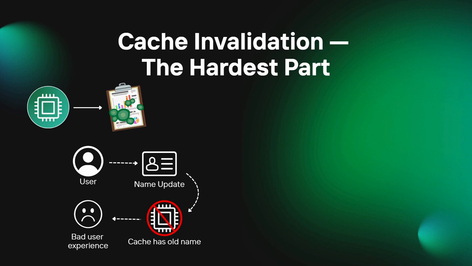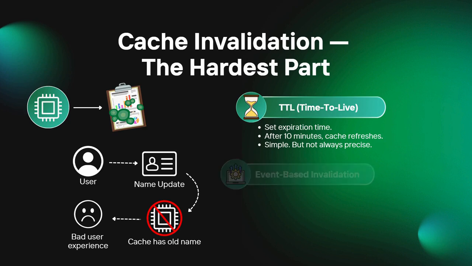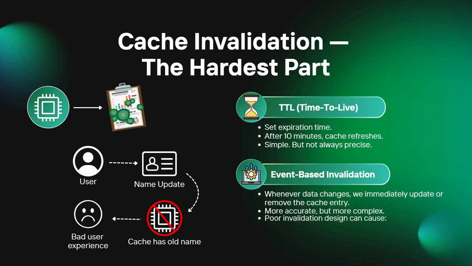There are common invalidation strategies. First, TTL, time to live. We can set an expiration time. After 10 minutes, the cache refreshes. Simple, but not always precise. Second, event-based invalidation. Whenever data changes, we immediately update or remove the cache entry. More accurate, but more complex. Poor invalidation design can cause inconsistent data, stale views, and confused users.